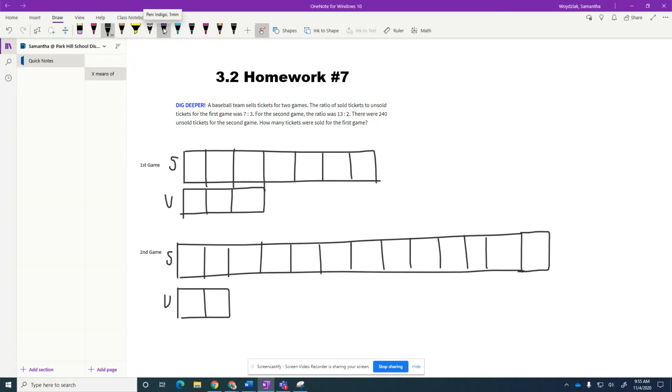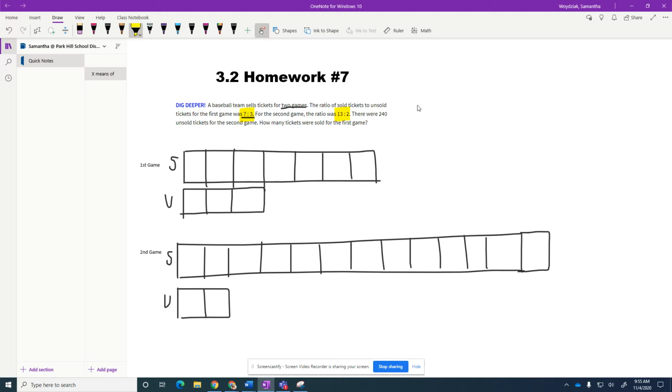3.2 homework number 7. It says, dig deeper. A baseball team sells tickets for 2 games. The ratio of sold tickets to unsold tickets for the first game was 7-3. For the second game, the ratio was 13-2. There were 240 unsold tickets for the second game. How many tickets were sold in the first game?